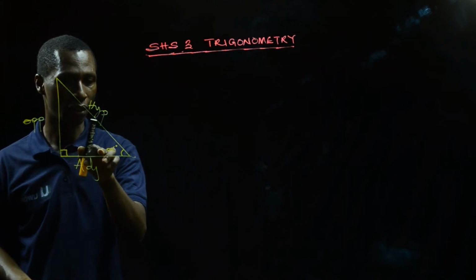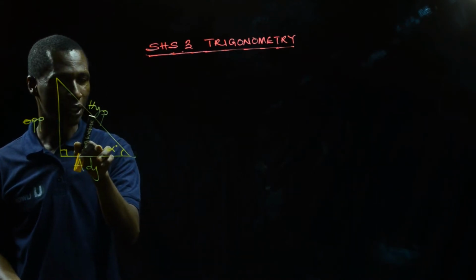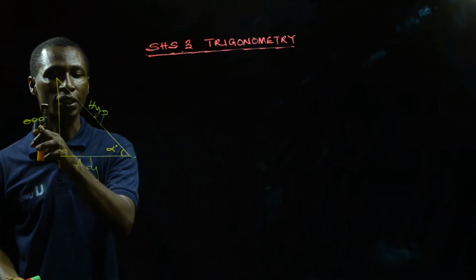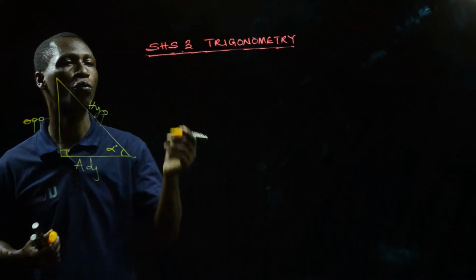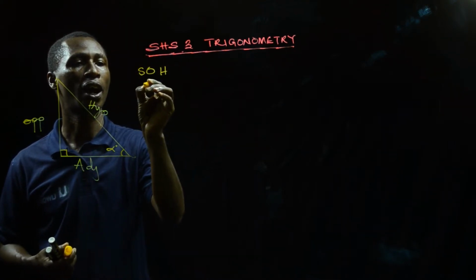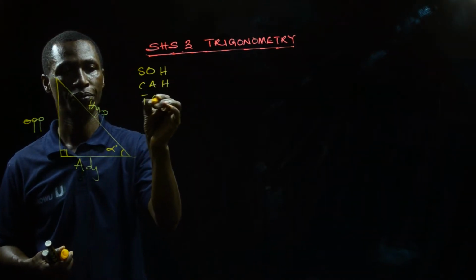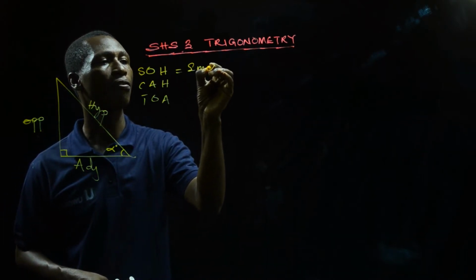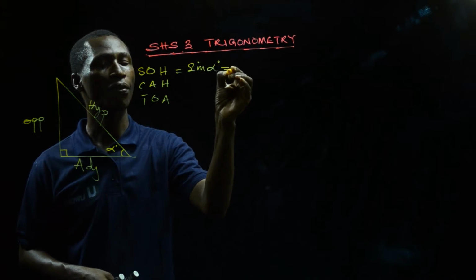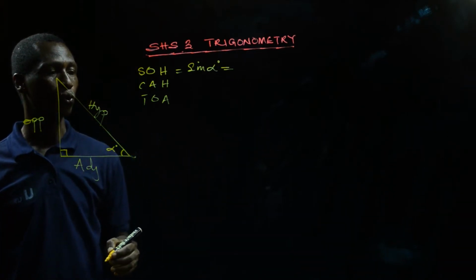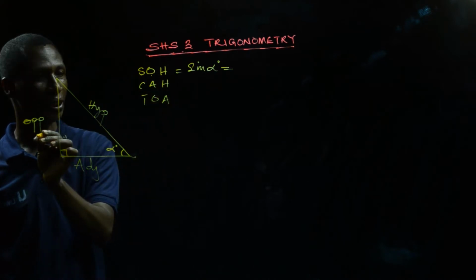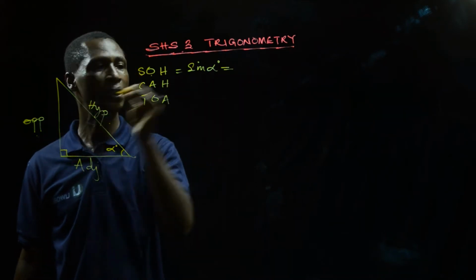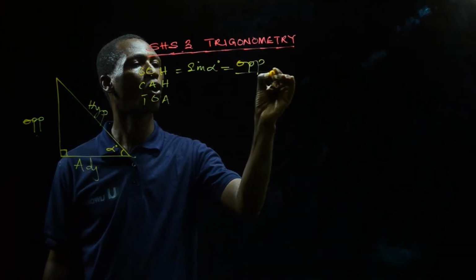If I want to get the value of this angle, depending upon the position I'm standing and whatever I've been given, with the opposite and hypotenuse in the ratio, we have what is called the SOH, the CAH, and the TOA. Now what does the SOH mean? Sine theta or sine alpha. I'm using alpha degrees. The sine alpha over here is equal to opposite on hypotenuse.